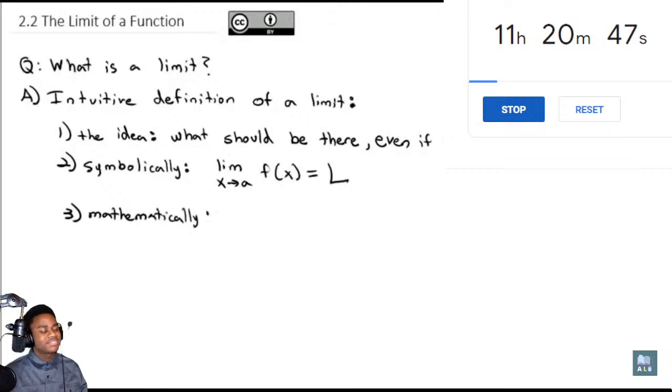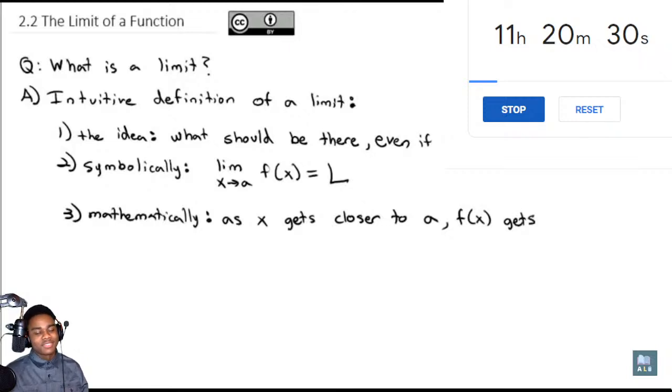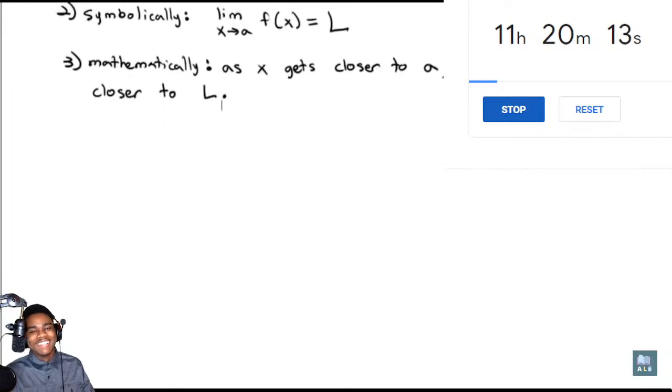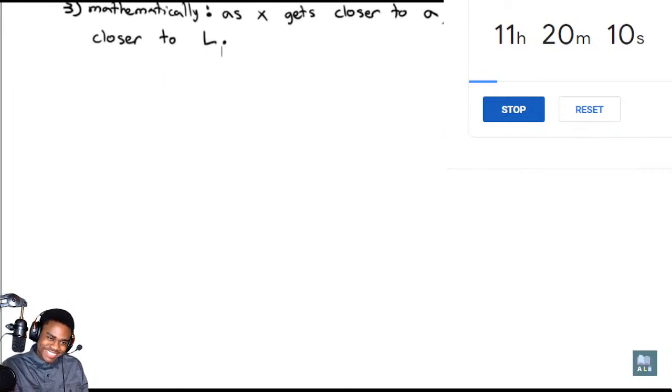So again, in words, what those symbols up above mean is that as x gets closer to a, the f of x gets closer to L. So we're trying to figure out what the function is approaching, what it is getting closer to, as our x gets closer to some value of a.